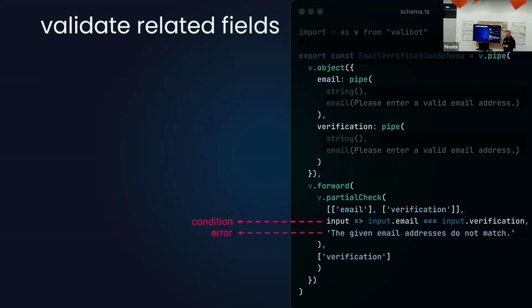And finally, because we want to forward the error, we have to tell Valibot where the error should be attached to, because the forward and partial check has no idea which field now is not correct. And here I decided to say, okay, this error should be shown at the verification field. You can also add multiple fields where you want to forward the error to. So yeah, this is how the API is working.